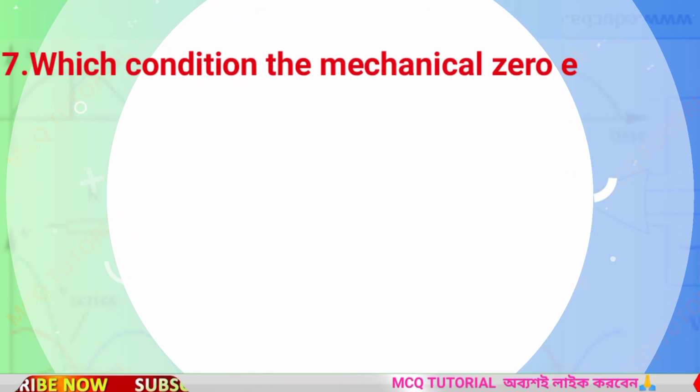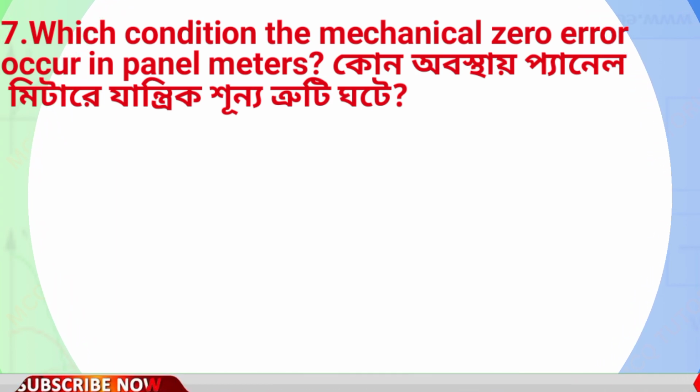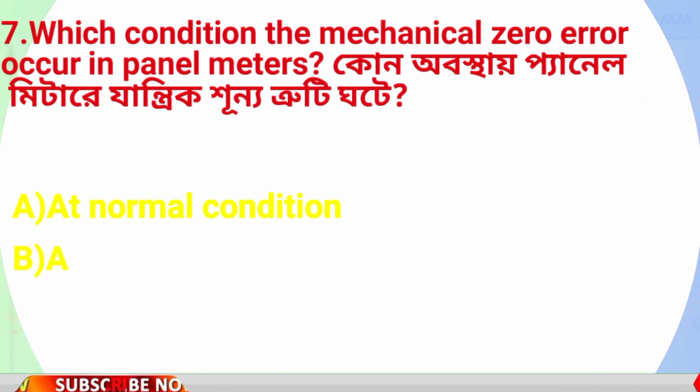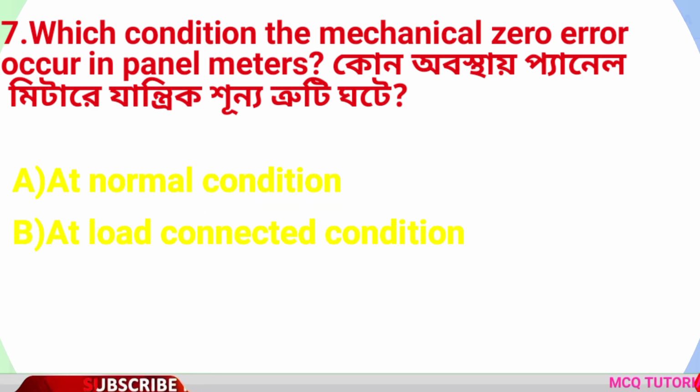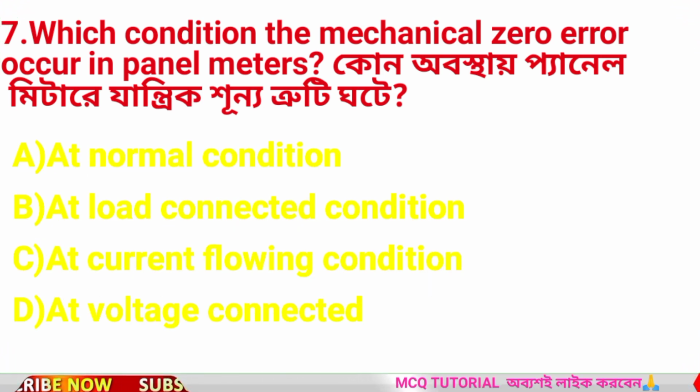Question number 7. In which condition does the mechanical zero error occur in panel meter? Option A at normal condition, option B at load connected condition, option C at current flowing condition, option D at voltage connected condition.